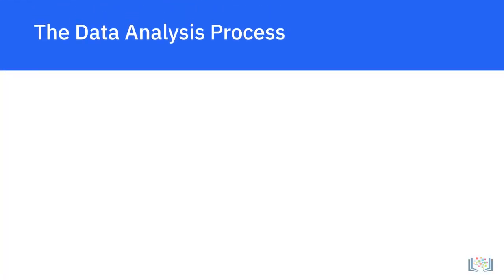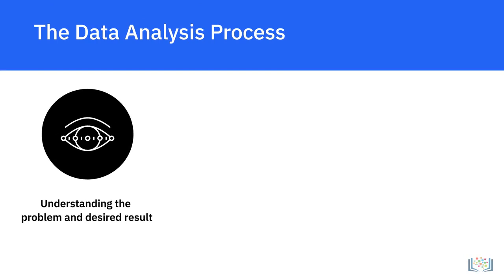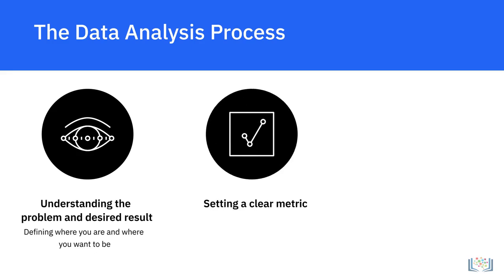Now let's look at some of the key steps in any data analysis process. Understanding the problem and desired result. Data analysis begins with understanding the problem that needs to be solved and the desired outcome that needs to be achieved. Where you are and where you want to be needs to be clearly defined before the analysis process can begin.